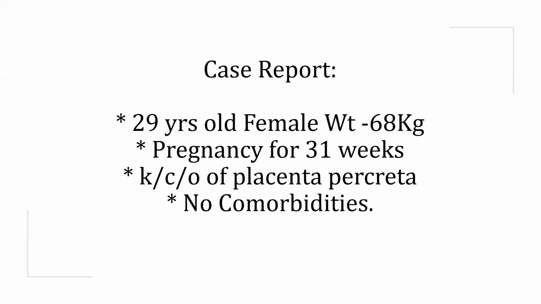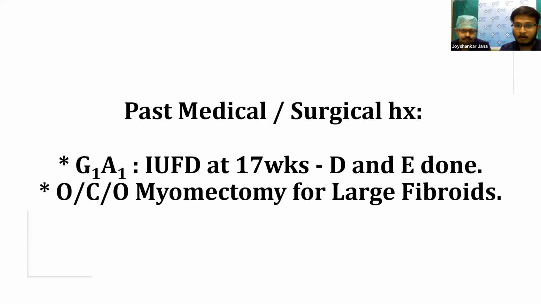Archit, is this the usual gestational age at which you do cesarean section in placenta percreta? In placenta percreta, generally we have to perform cesarean section, but it is performed after 33 weeks, at 34 or 35 weeks, when fetal lung maturity has happened. But in our case, the patient had a history of PV spotting and PV bleeding 7 days ago, which was managed conservatively. The patient also has a surgical history: in the first pregnancy there was an intrauterine fetal death at 17 weeks, and a myomectomy was done for a large fibroid.